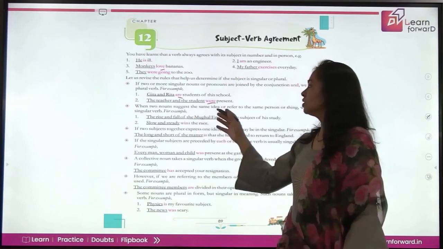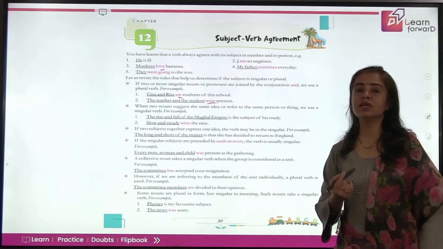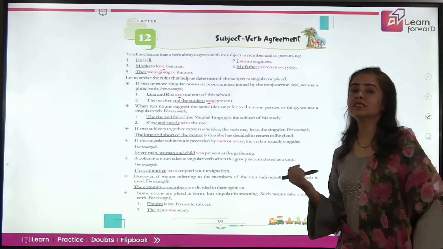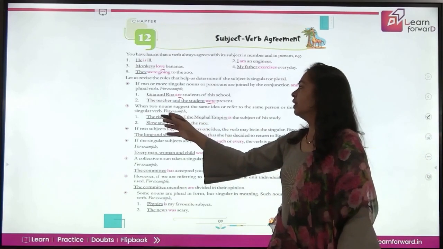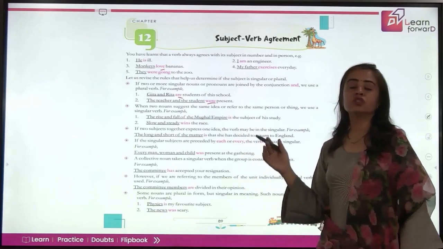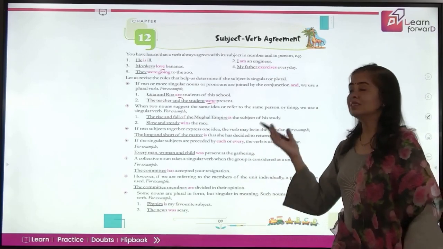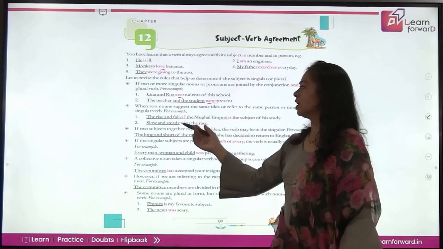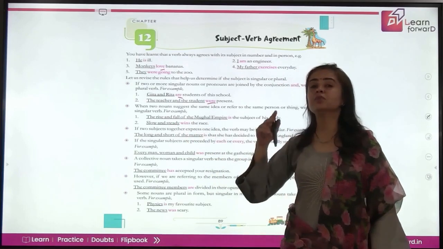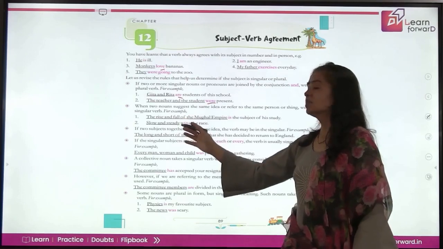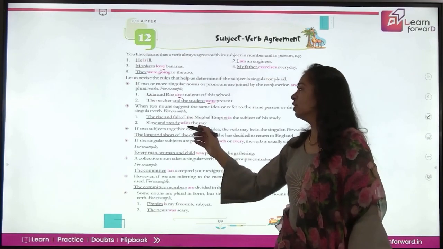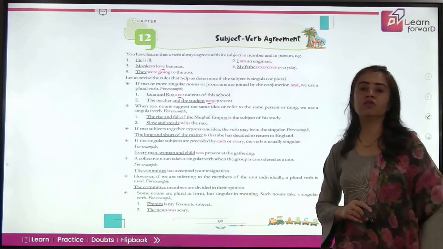Next, when two nouns suggest the same idea, although we are using and there, but then it suggests the same idea, then we use singular verb with such subject, like the rise and fall of the Mughal Empire. So we are talking about the same subject, the same idea. Slow and steady, that means both have to go together, slow and steadiness. So this is a singular subject here. We are using singular verb wins.